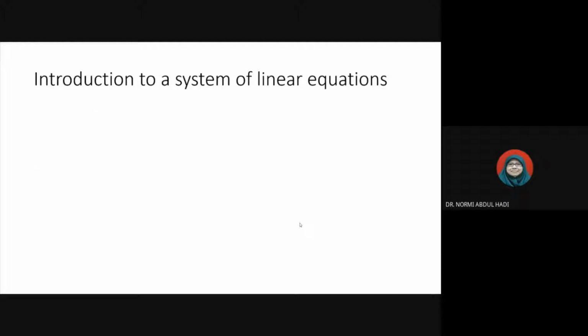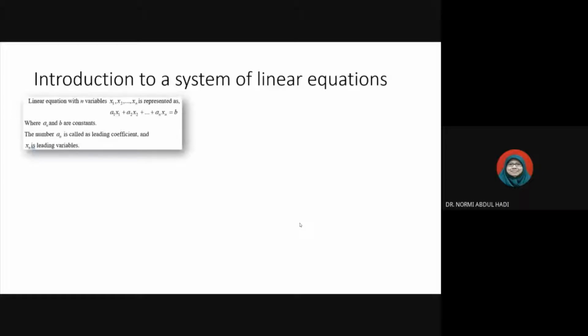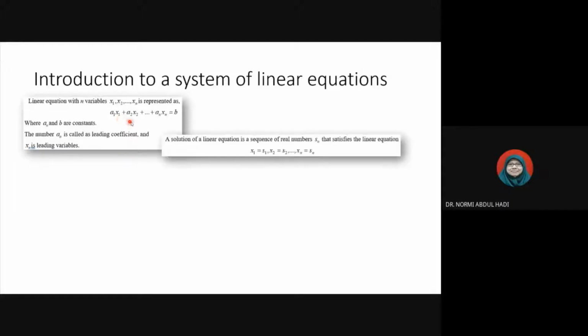First, what is a system of linear equations? A linear equation with n variables x1, x2 until xn is represented as follows, where an and b are constants, and an is called the leading coefficient, where xn is called the leading variable. This system will have a solution of real numbers where x1 equals s1, x2 equals s2 until xn equals sn.